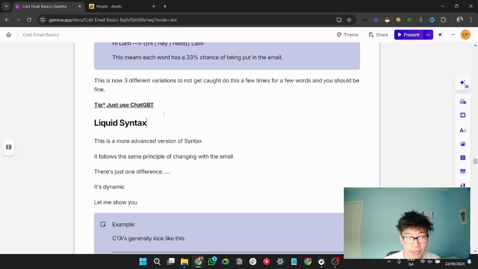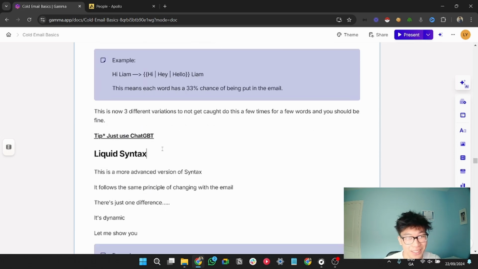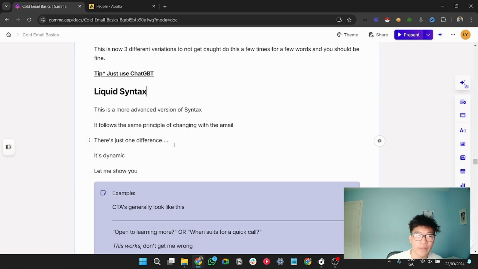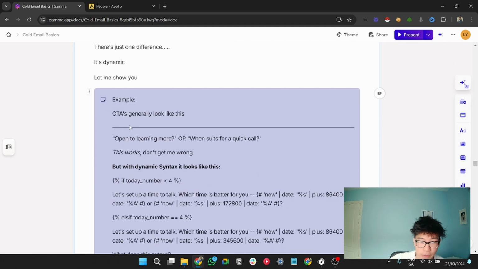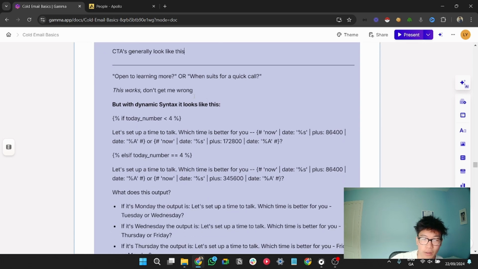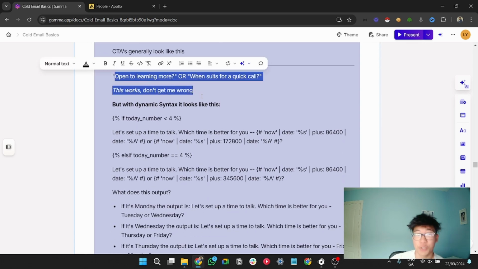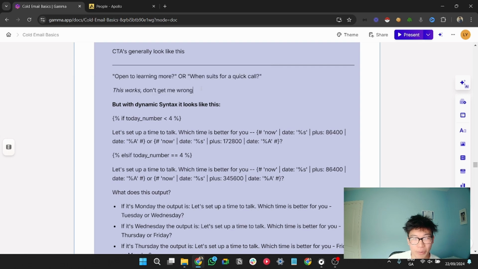So next is liquid syntax. This is syntaxing on steroids. It's a more advanced version of syntax. It follows the same principle of changing with the email. There's just one difference, it's dynamic. So let me show you. Example, CTAs generally look like this: open to learning more, or when suits for a quick call. This works, don't get me wrong. It actually really does work. But with dynamic syntax, it looks like this. I use Instantly, so this is Instantly's dynamic syntax. Smart Lead has a different one. Every single one kind of has a different one.